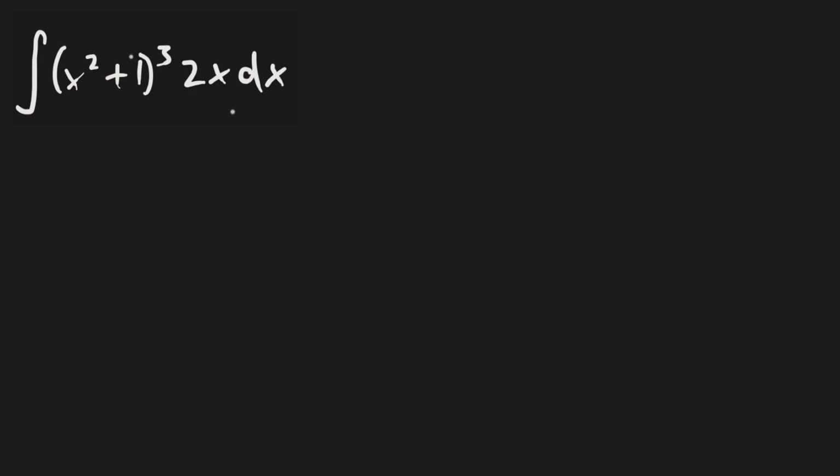Alright, so in this video, we're going to be finding the antiderivative of (x squared plus 1) raised to the third power times 2x. So, what is this going to be equal to? In order to find the antiderivative, I'm going to be using U-substitution.